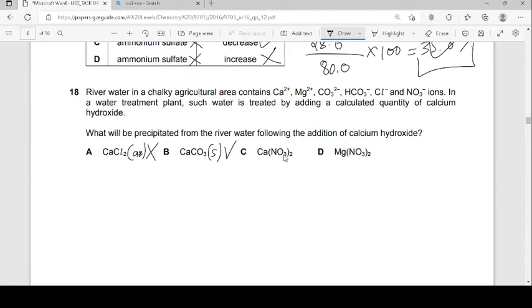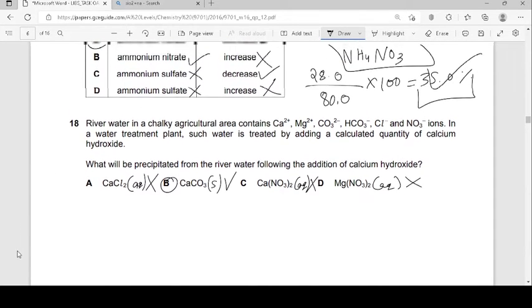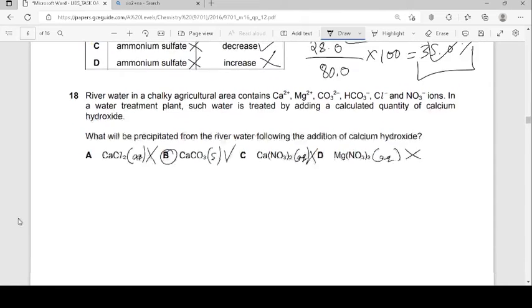Ca(NO3)2, all nitrates, and Mg(NO3)2. Remember that all nitrates are soluble in water, so that is obviously not the answer. They're all aqueous, so then the answer is B. That's it. Pretty simple question actually. And yeah, that's all we have to do in this question.